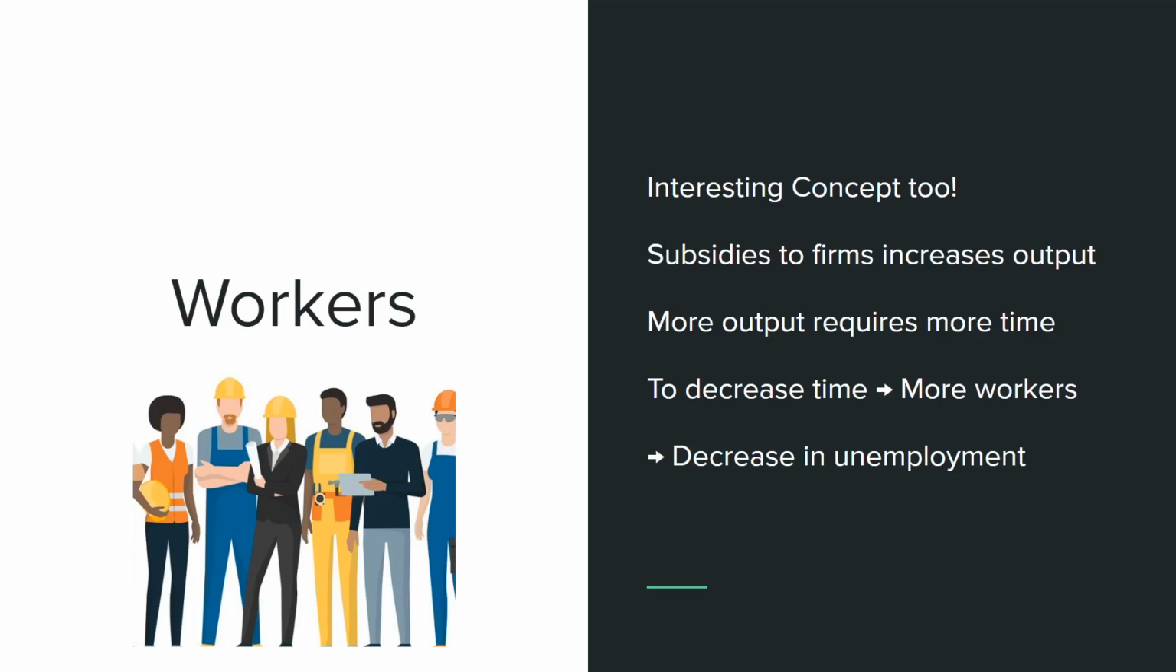So this is where workers come in, right? Because workers means that they can have more production, and this can decrease production time. And this is basically meaning that producers are going to most likely hire more workers. And this is also beneficial because we're going to be talking about later in the next one when we consider the effect on society. But it can decrease unemployment.